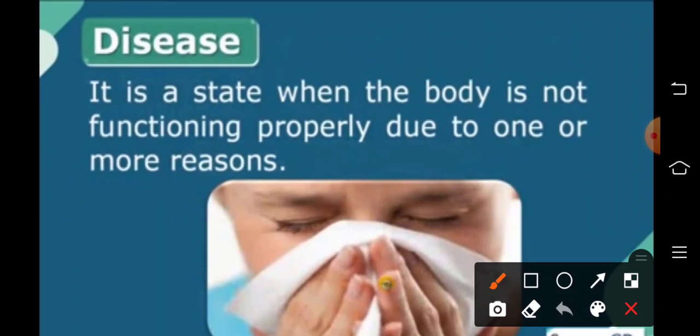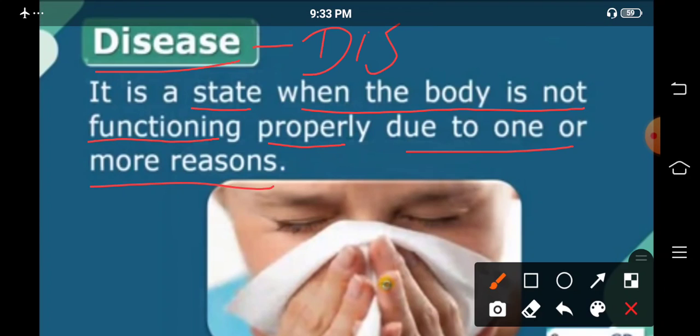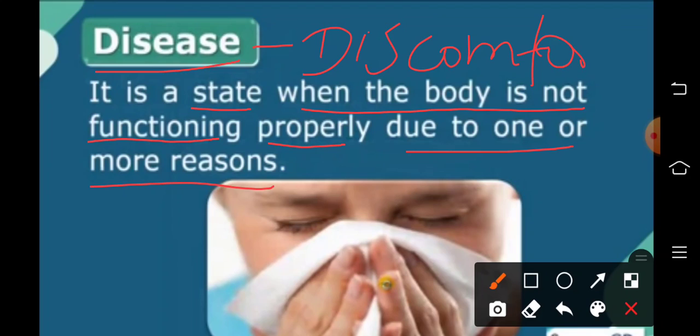So let's know about disease. My dear students, disease is a state when the body is not functioning properly due to one or more reasons. If your body has any discomfort or disturbance in any body part or any organ, we can say that you are suffering from a disease. So it is a state in which your body has any discomfort or disturbance of any part or organ of the body. This is called disease.